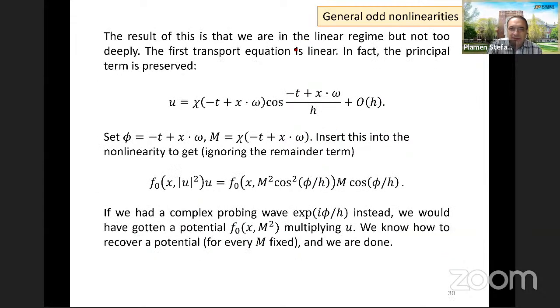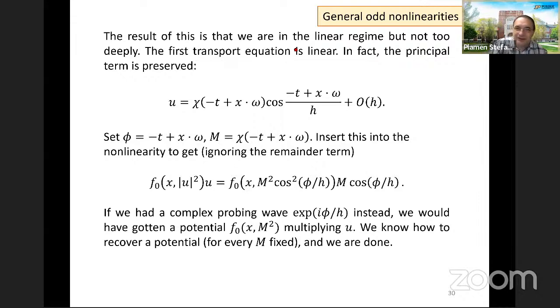Okay, so this is the main idea. We're in the linear regime, but not too deeply. In other words, the principal term is linear, more or less. It's like in the linear case, to be more precise. But if you go one degree lower, then it's affected by the nonlinearity. This is very similar to potential scattering. It's exactly what happens there.